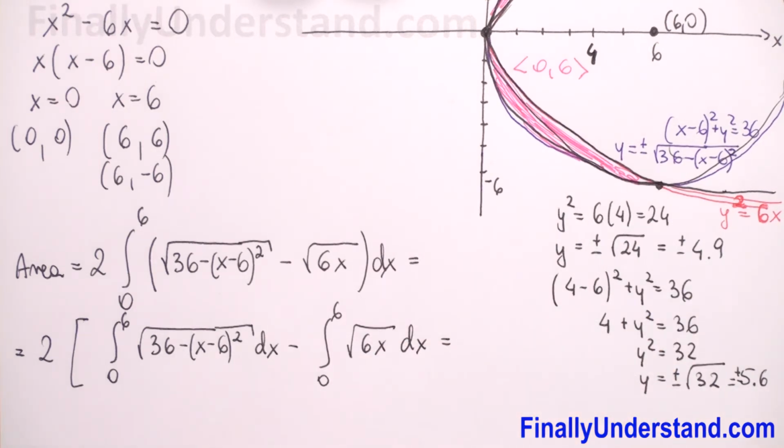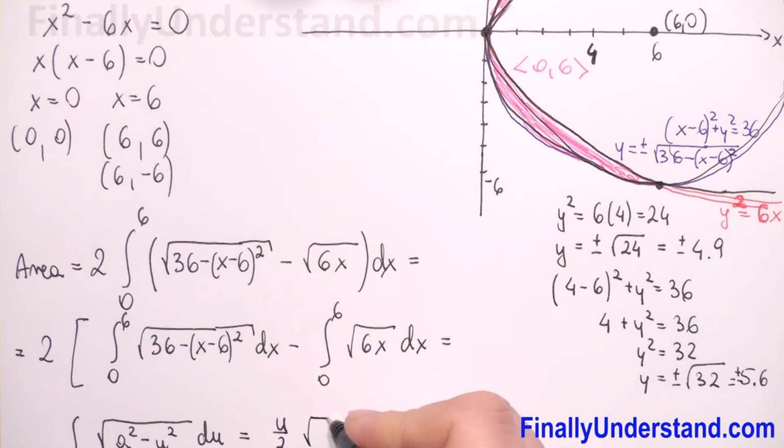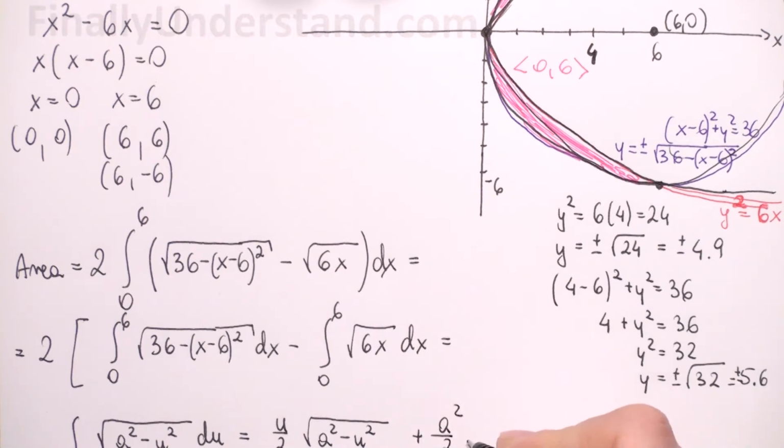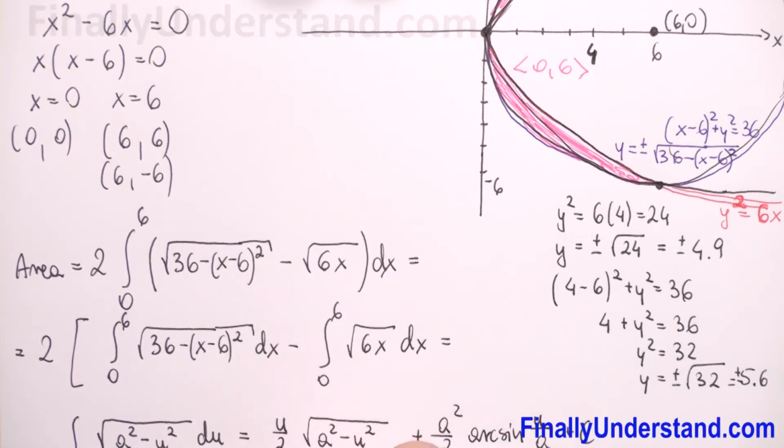To solve this first integral, we will use the formula that the integral of square root of a square minus u square du is equal to u over 2 square root of a square minus u square plus a square over 2 arc sine of u over a. This is an indefinite integral, so we have plus c. So in our example, a is equal to 6 and u is equal to x minus 6. So let's do our first integral.